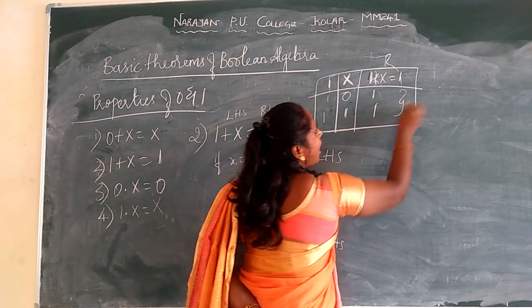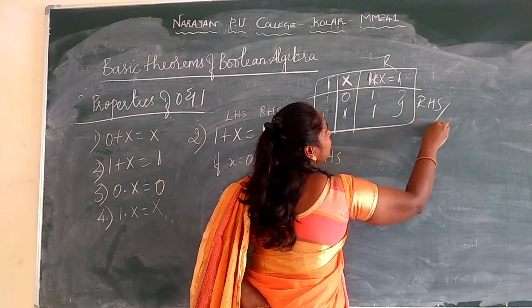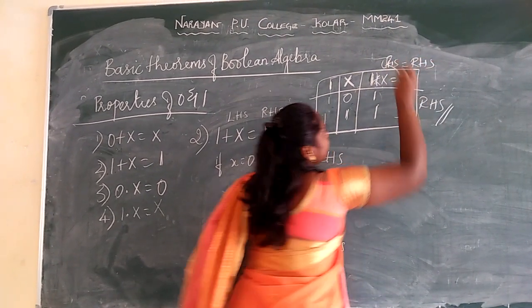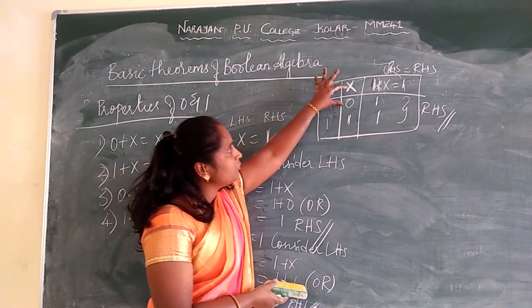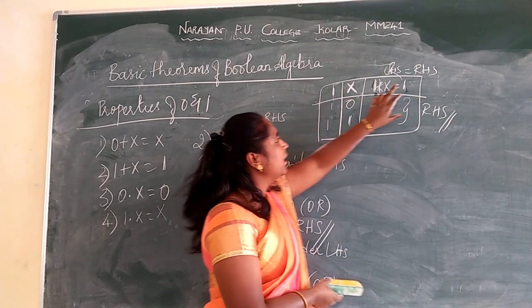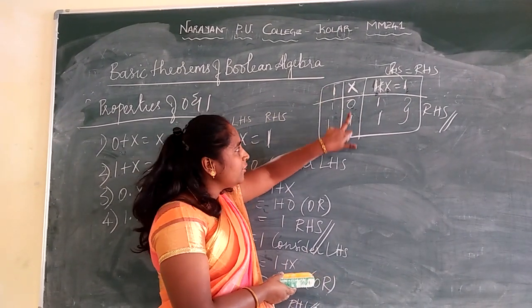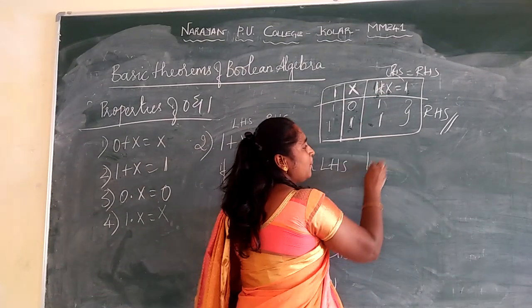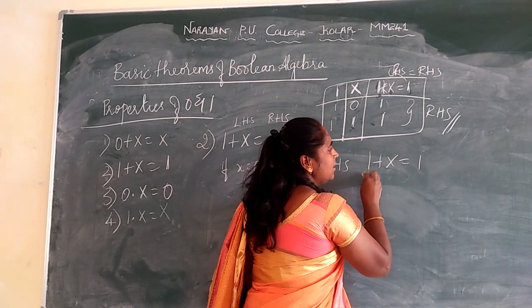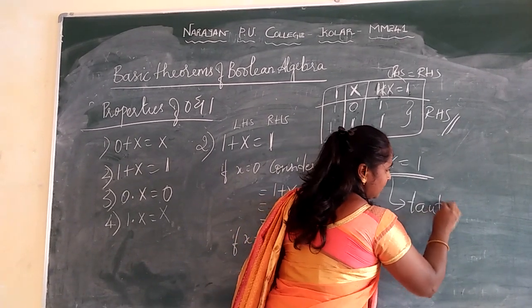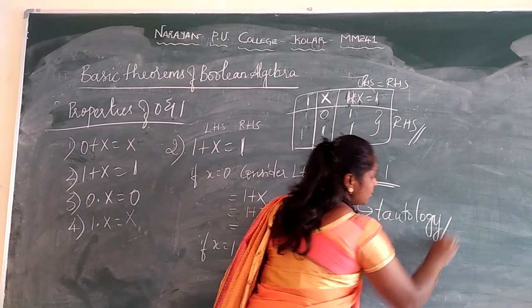So your LHS is equal to your RHS. For both the values of zeros and ones, 1 plus x is equal to 1. For every value of zeros and every value of 1, you get the result as 1. So here 1 plus x is equal to 1 is proved as a tautology. I have already explained what a tautology is.